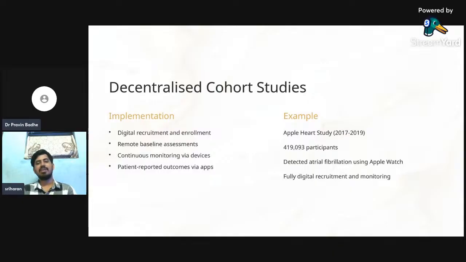Example, the Apple Heart Study, 2017 to 2019, used the Apple smartwatch. A large population took part, 419,903 participants. It detected atrial fibrillation using the Apple Watch. Patients were recruited fully digitally, and monitoring also took place digitally. This study is one of the great examples in cohort study.